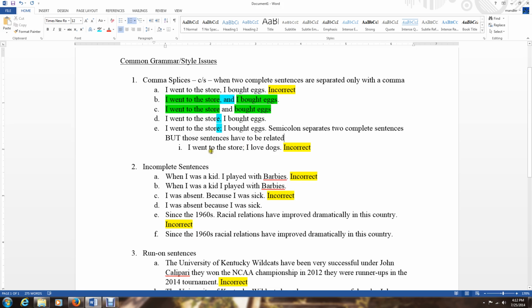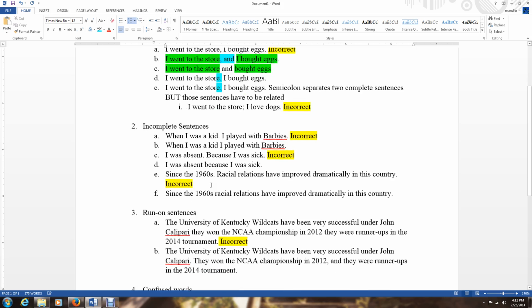Right? So all a comma splice is, you've put a comma where you should have put either a period, a comma with a conjunction, or a semicolon. So it's really easy to fix, but it's a really, really common mistake, and it does interfere with reading. Because when I see a comma, I'm not expecting that the next thing is a complete sentence. So it screws up the rhythm of the reading.